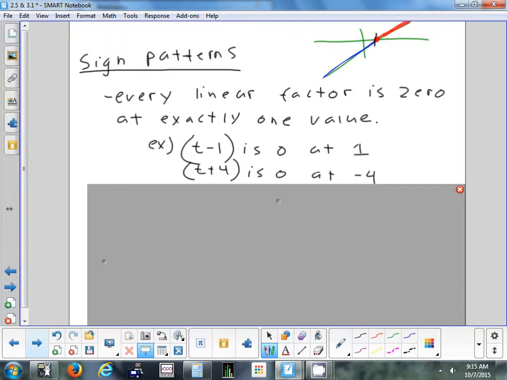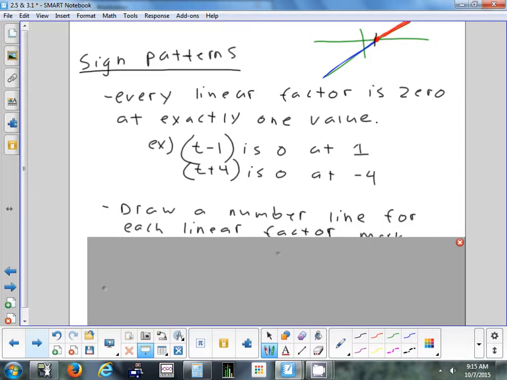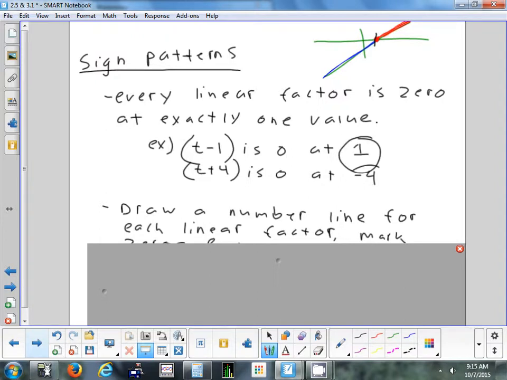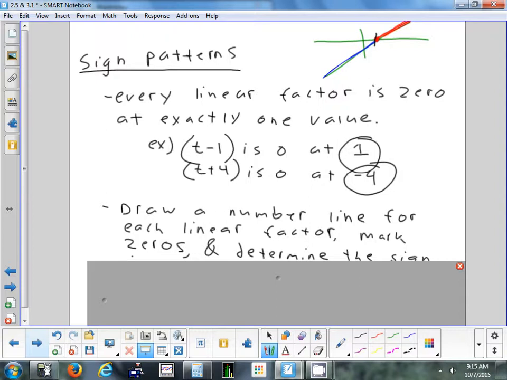Any question on that idea? That every line only crosses the x-axis one time. That's what that means. So what we're going to do is after we have a problem we've factored, we're going to draw our number line. On that number line, we're going to mark the zeros, the numbers that when you plug them in, they make it 0. So in this problem, we'd be putting a mark at 1, and we'd be putting a mark at negative 4.